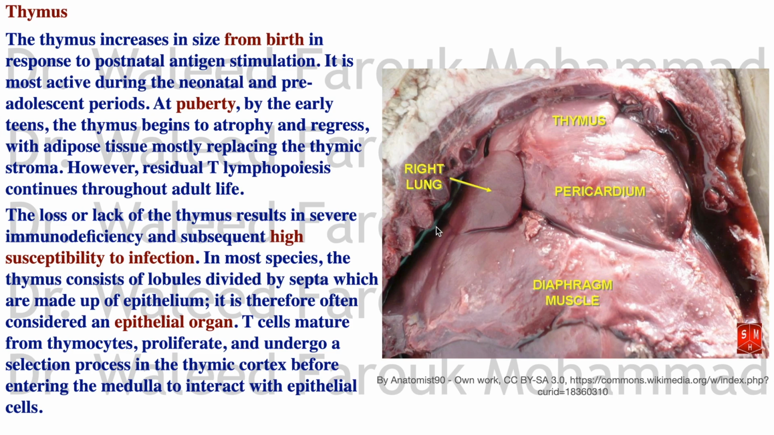The thymus consists of lobules divided by septa, made up of epithelium, and so it's considered an epithelial organ, and it's responsible for the T cell maturation, as mentioned before. T cells undergo a selection process in the thymus, in the thymic cortex, before entering the medulla to interact with the epithelial cells.